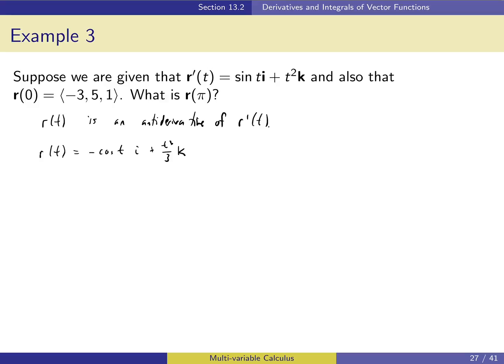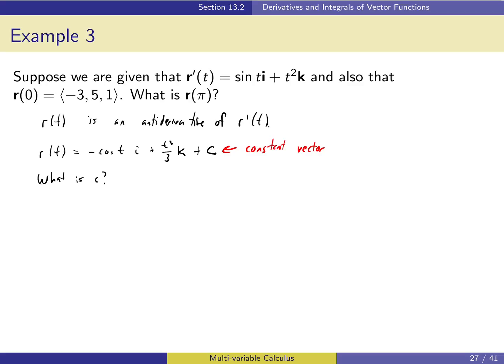But much like with single variable functions, we could add any constant vector to r of t, and its derivative would still be sine of t i plus t squared k. That's because the derivative of a constant function is 0. And so we're going to say plus c, but plus c is going to be a constant vector. That is, it has an i, j, and k component. In order to figure out what r of pi is, we're going to have to find out what c is. So the question is, what is c?